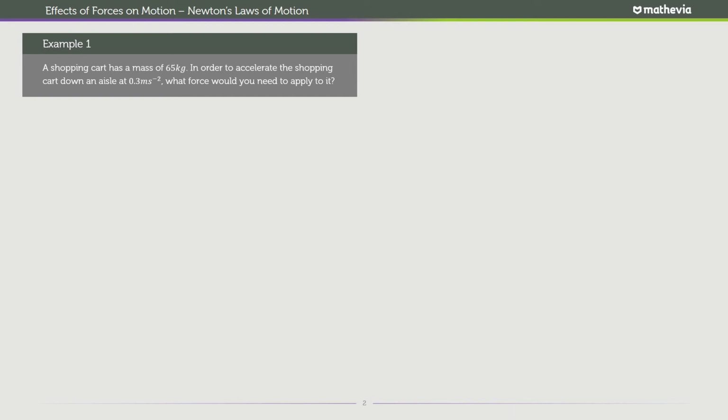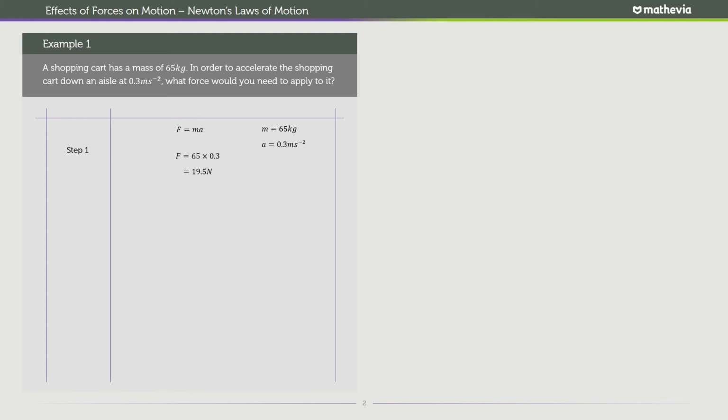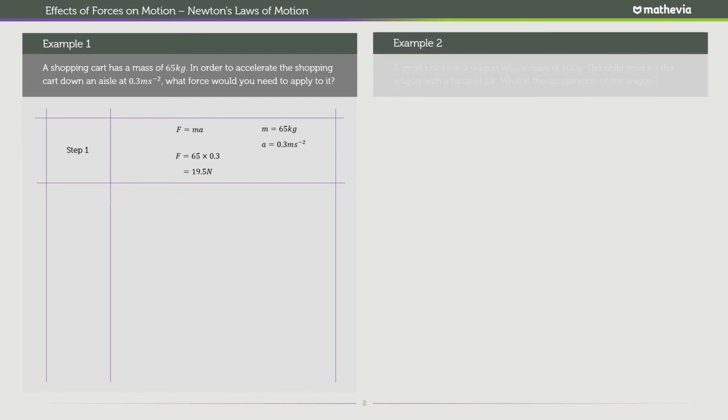So we have mass and we have acceleration, and we're looking for force. We know that force is mass times acceleration. Mass is 65 kilograms, and you want to apply a force that would accelerate this body at 0.3 meters per second squared. You just multiply the two, and what you have in the end is 19.5 newtons. Simple, straightforward.